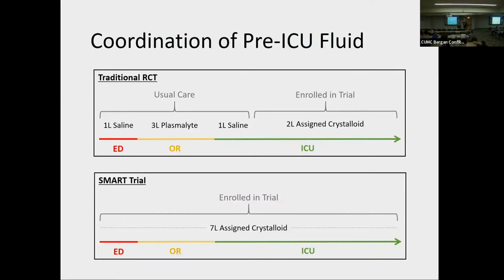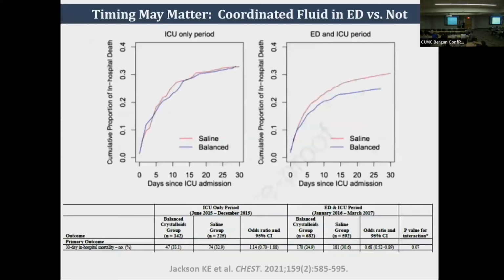So instead of this traditional RCT, which is what BaSICS and PLUS are, we have 7 months of that top one and 15 months of the bottom. And Wesley, brilliant as he was, said, maybe we should look at these different groups and see what the difference is. So on the left is the first 7 months, balanced versus saline. And you can see our signal entirely goes away. We have no benefit at all for balanced fluids when we didn't have control of what was occurring before they got to us in the ICU.